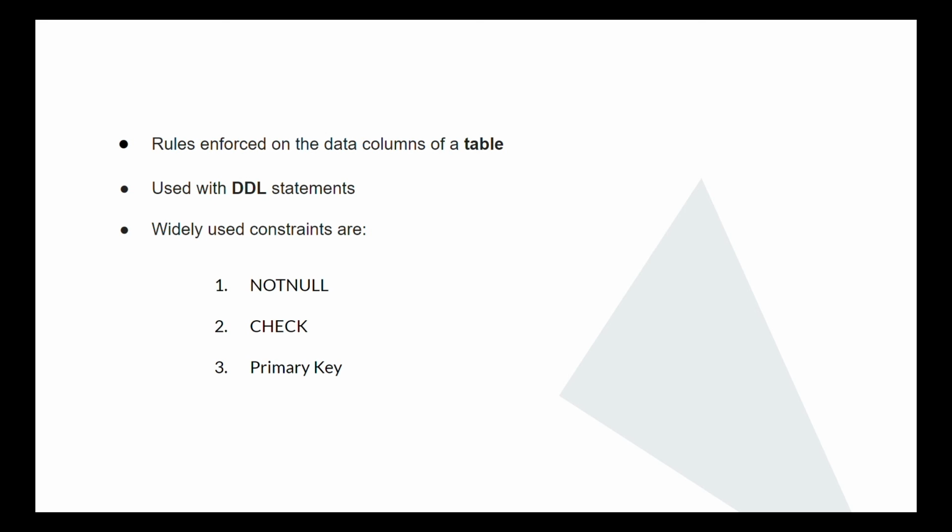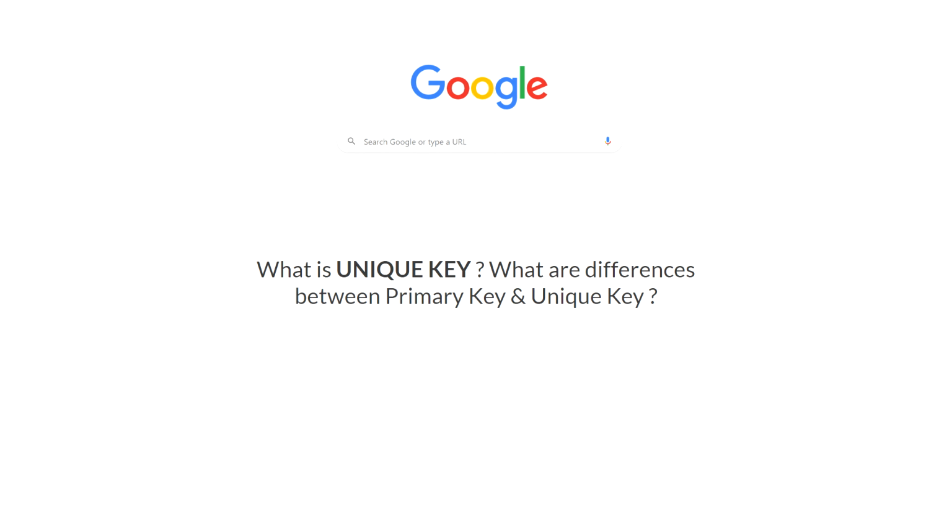The rule that prevents us to enter duplicate values in the table is known as primary key constraint. Just like primary key, we have unique key as well. Now this is activity for you to explore unique key and find the differences between primary key and unique key.